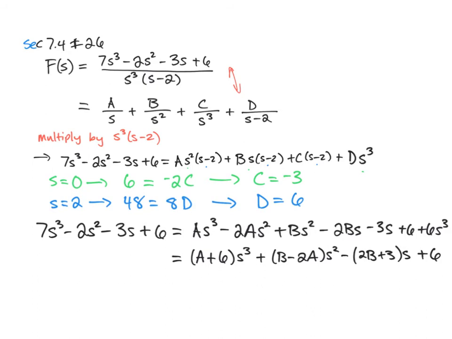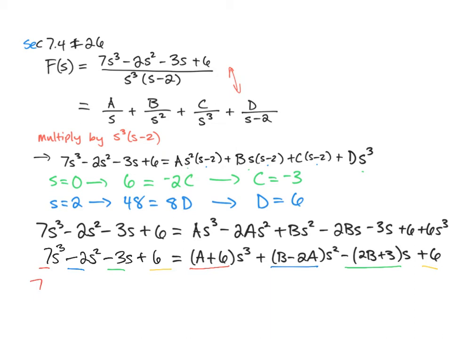Now let me rewrite my left-hand side over here. We have 7s cubed minus 2s squared minus 3s plus 6. So now we can just compare coefficients like we've done a bunch of times before in class. We basically get 4 equalities that come out from this. We have 7 equals a plus 6, -2 equals b minus 2a, -3 equals -2b plus 3, and 6 equals 6. So we'll solve these one by one.